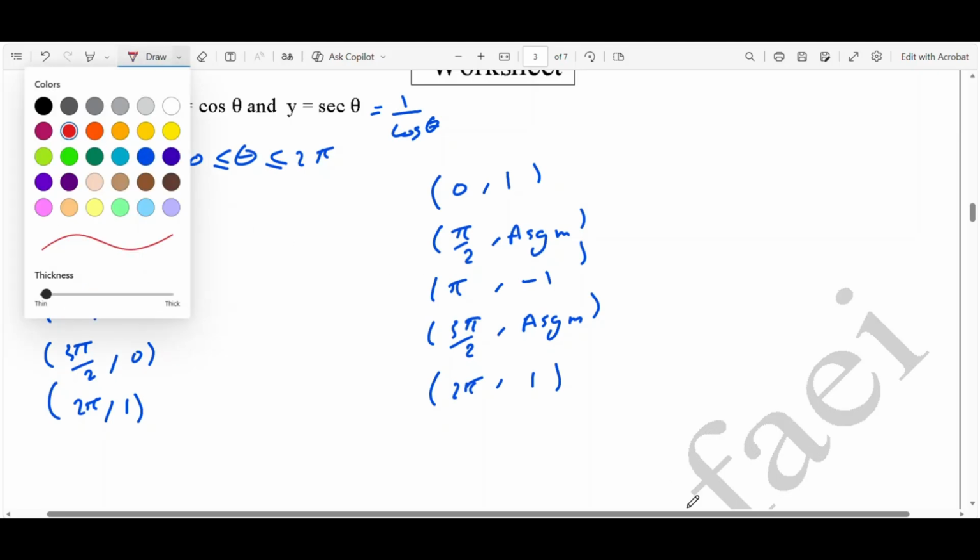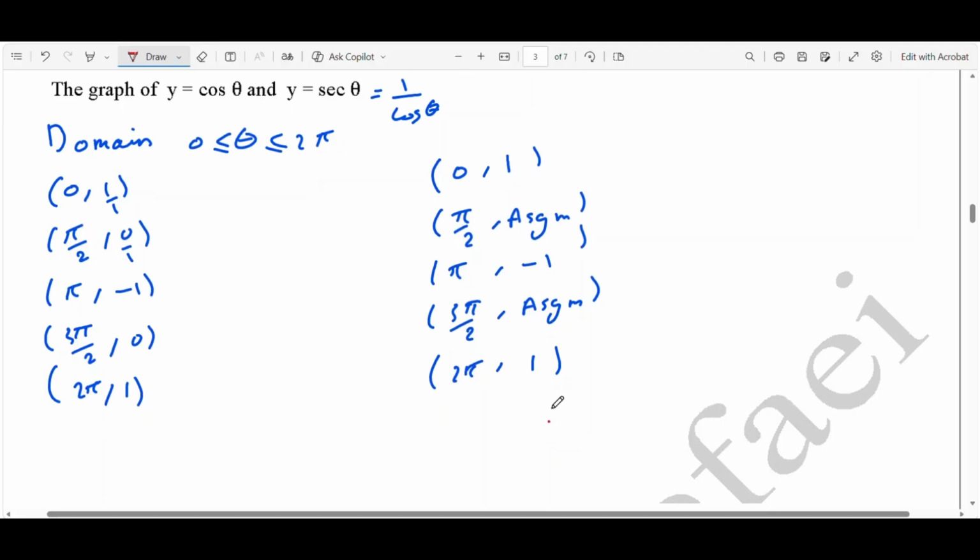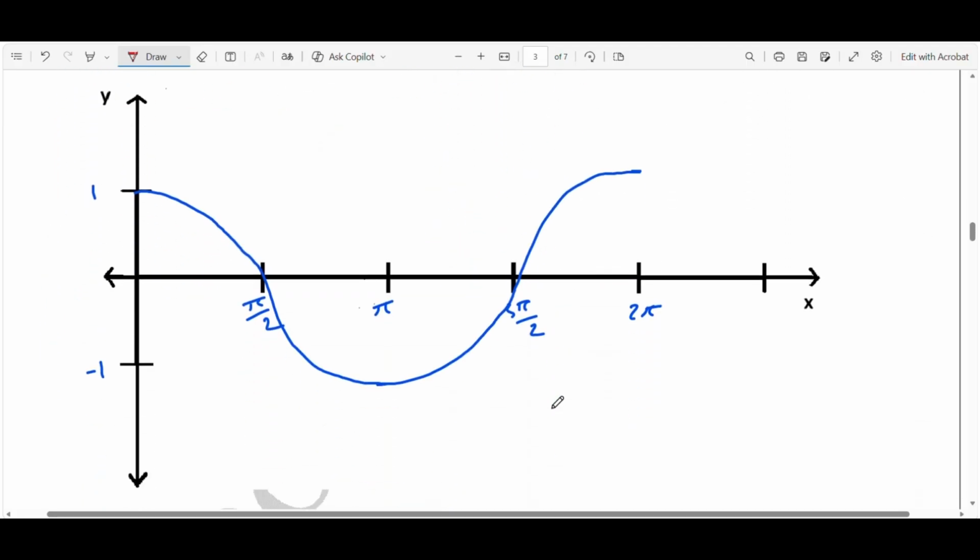So I will have an asymptote at pi over 2 and 3 pi over 2. And then I have to flip the graphs. I have an intersection point here. Be careful about the asymptote.